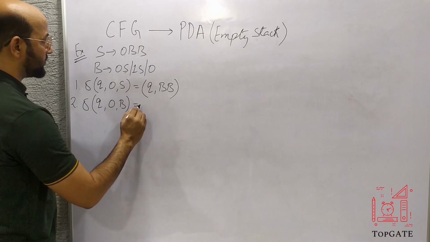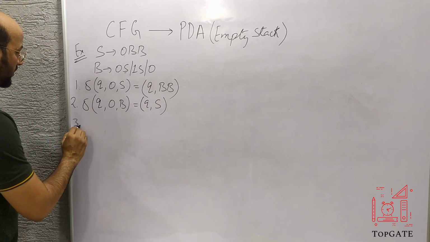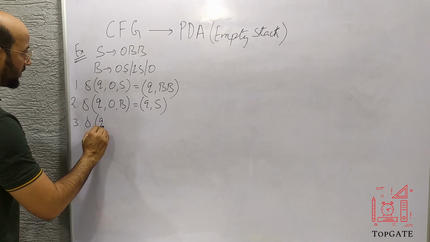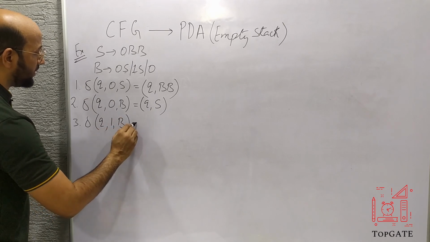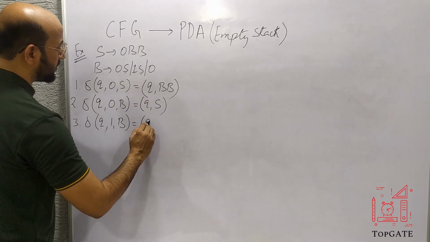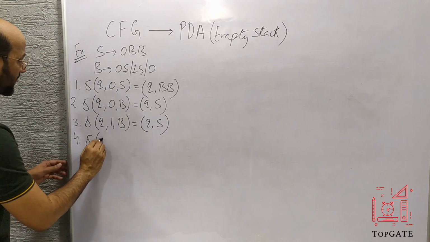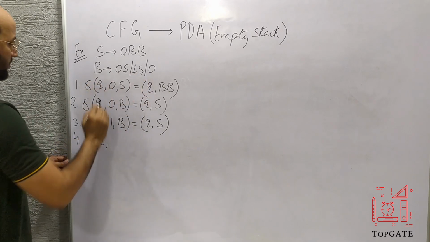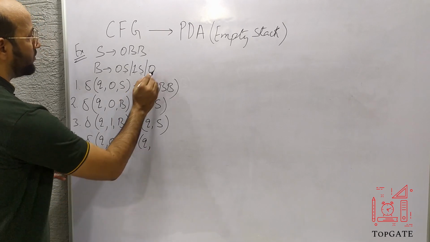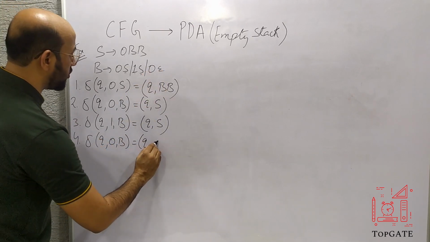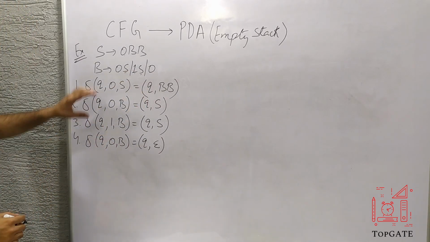Q comma s, Q comma s. Now for the third one, that is delta Q comma 1 comma b, we'll get Q comma s, Q comma s. And the fourth one, delta Q comma 0 comma b, what will we get? Q comma, what is here? We have epsilon here, so Q comma epsilon. Okay, so these are the 4 rules that we have defined for this particular CFG.